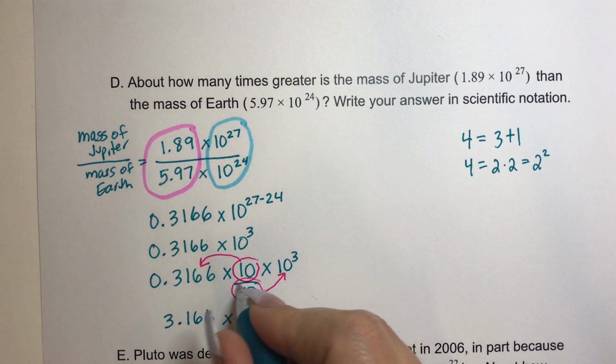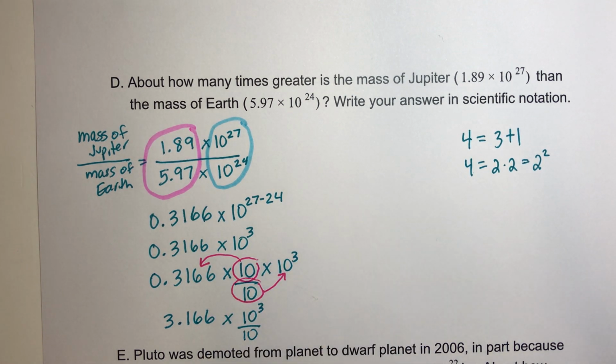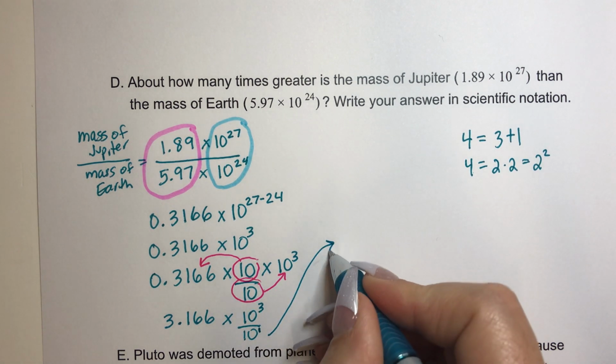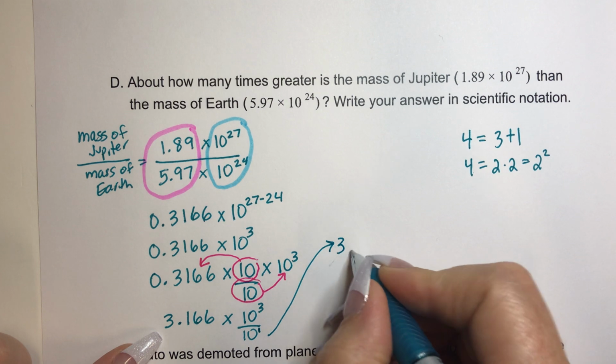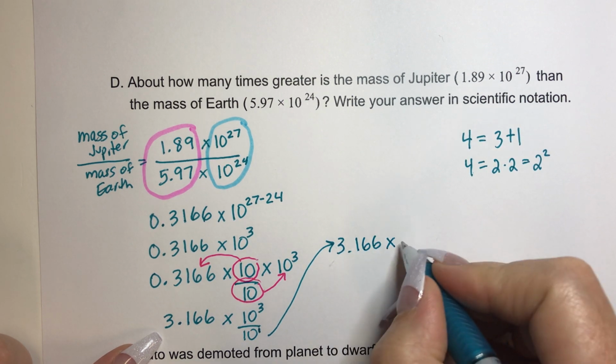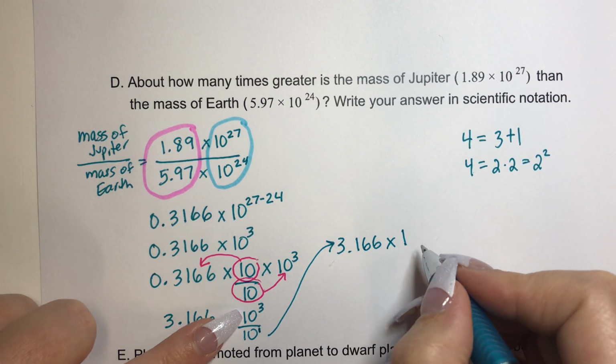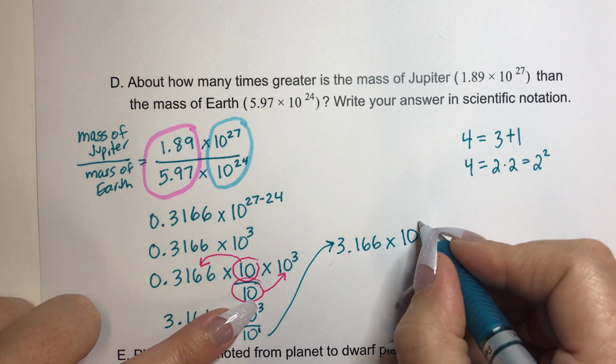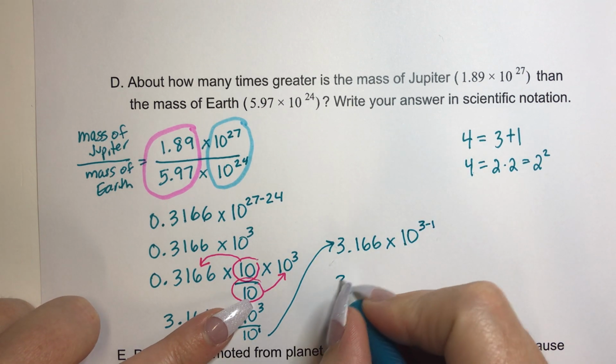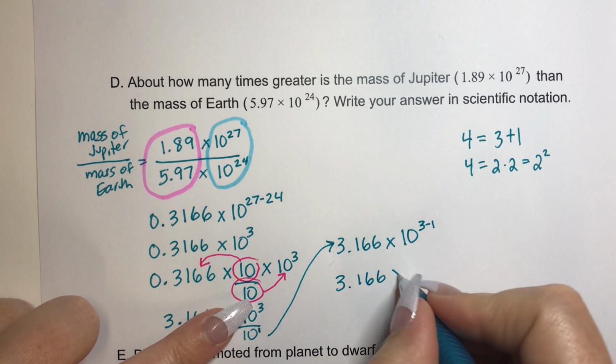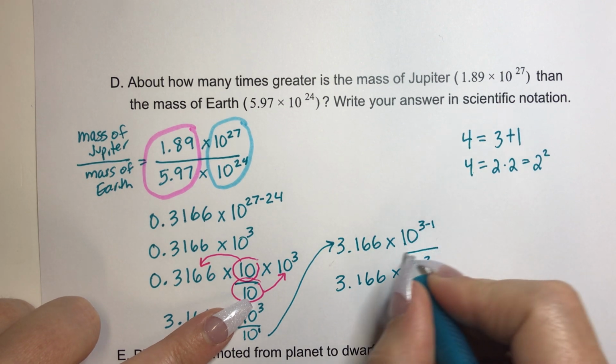but now I'm dividing it by 10, okay? And there's going to be a little 1 on that exponent there, which leads me to 3.166 times, and we have the same base, so I'm doing the quotient rule, 10 to the 3 minus 1, which ends up being my final answer of 10 squared. Woohoo!